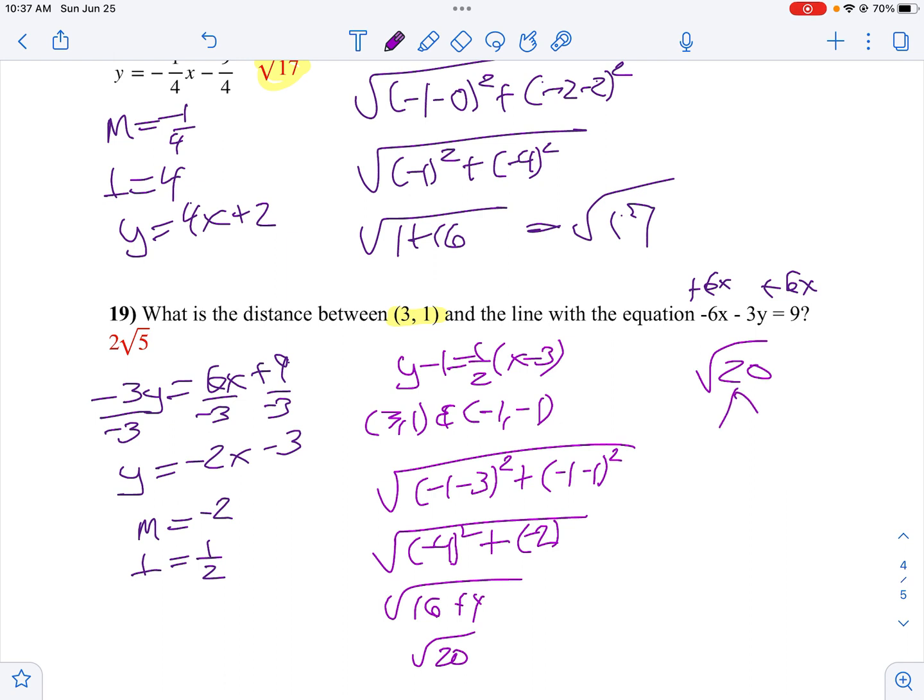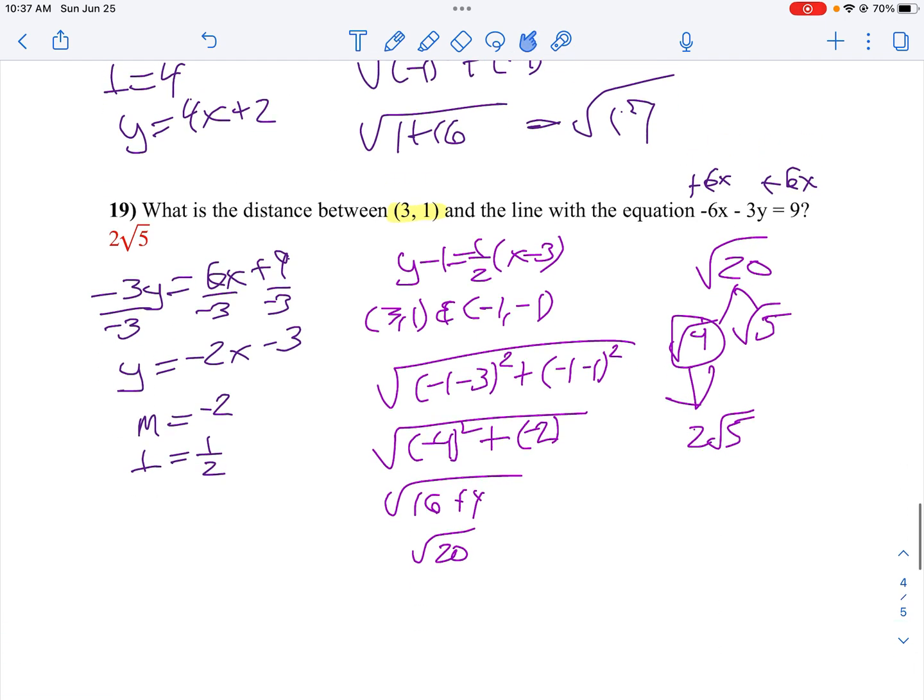So you go, what goes into 20? Well, the square root of 4 and the square root of 5 go into 20. And the square root of 4, I know, is 2. So you get 2 radical 5 for your answer. That's going back from Algebra 1, simplifying those radicals.